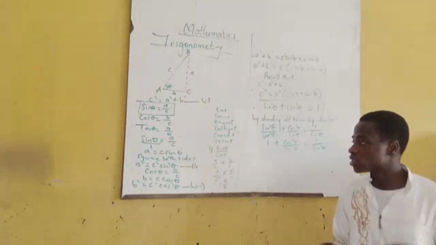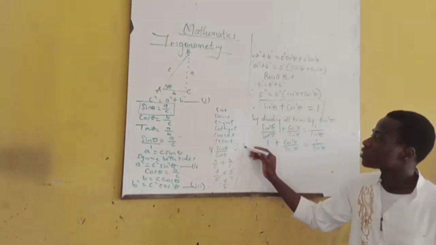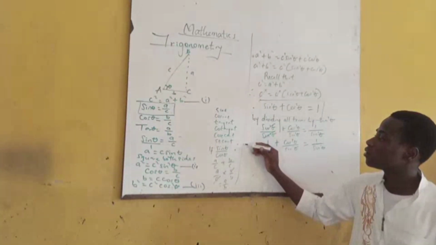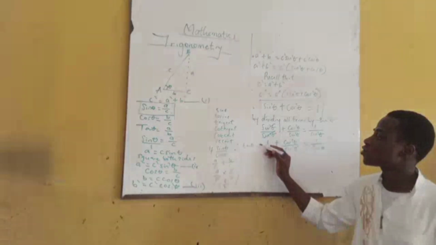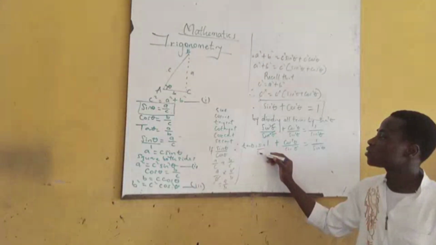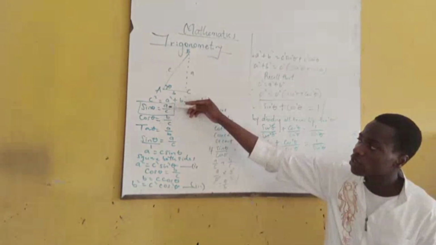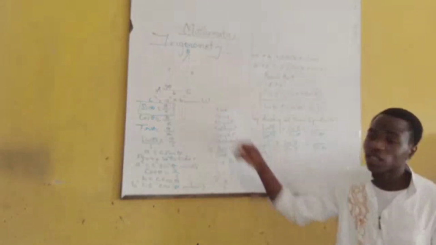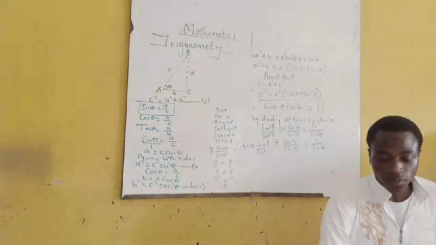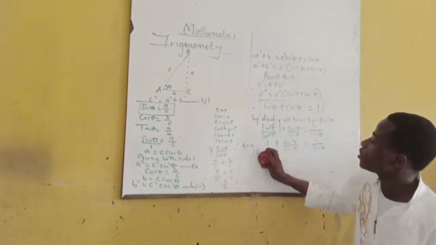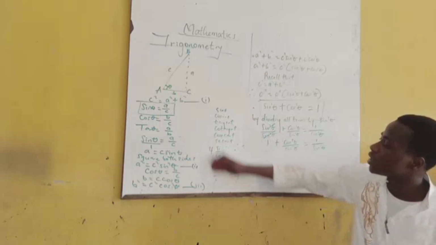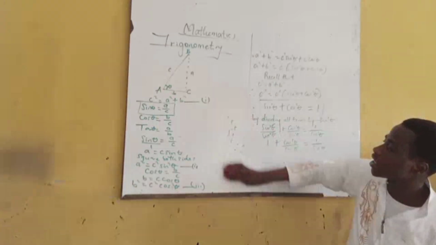Sine theta over cos theta. That is tan theta. Tan theta equals to what? Sine theta over what? Cos theta. Why? Because if we divide sine theta over cos theta, from A over C and B over C, we get A over B. So therefore it is equal to each other. That is, tan theta can be equal to what?